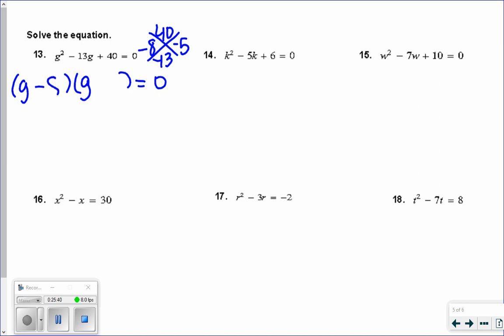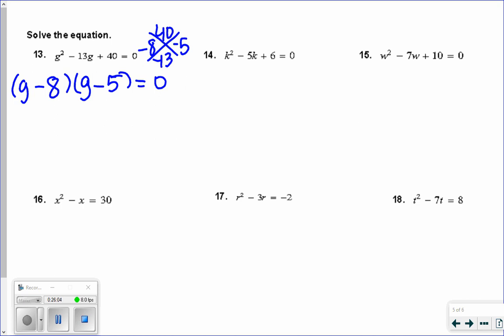So g minus 8, it doesn't really matter. Actually, that's one thing we haven't talked about. Does it matter which one you put first? Nope, as long as the sign in front of it is correct. So as long as it's a negative 5 and a negative 8, it doesn't matter which one you write first or second. There's no right or wrong on that, as long as the sign is matched up to the correct number. Okay, so this is what we had been practicing.